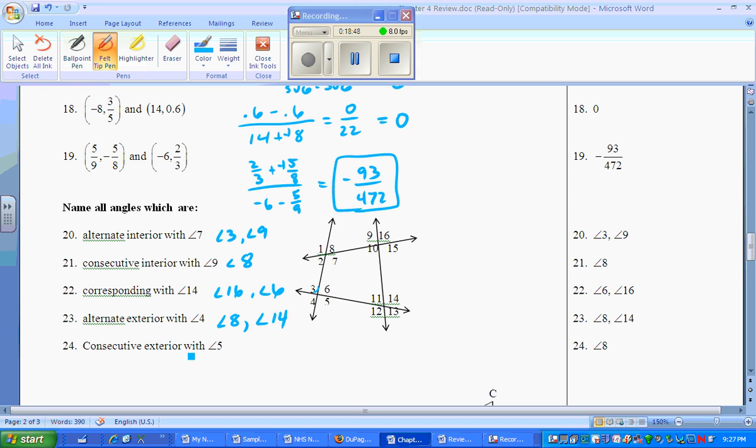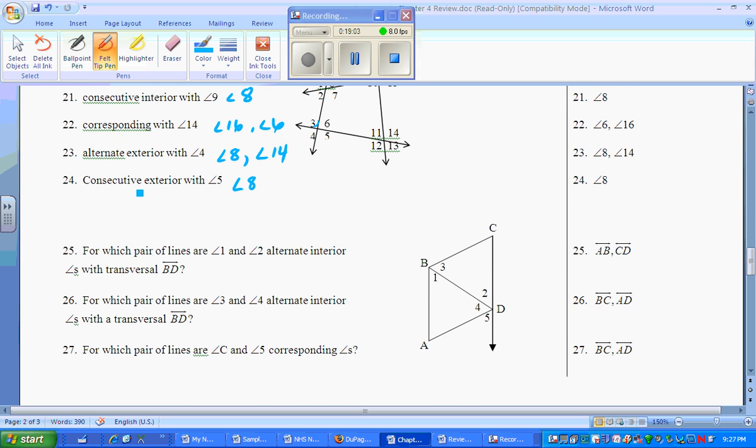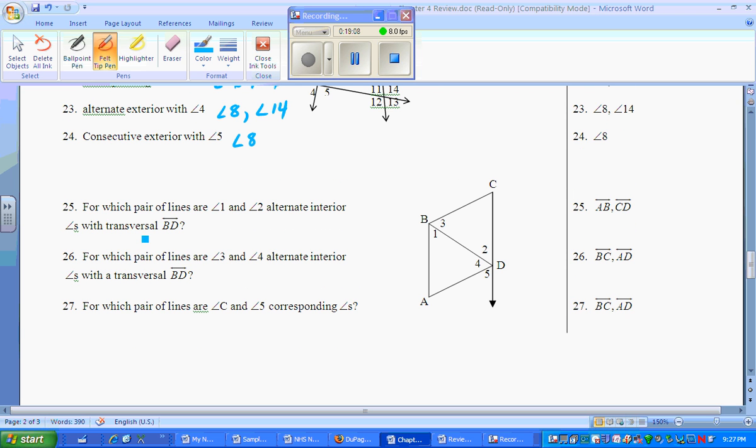And last but not least, consecutive exterior to angle 5. Exterior, so here's 5. Exterior, same side, would be angle 8. And if I look at it this way, it's interior, so there is nothing else. You need to know those names. Remember, consecutive means same side. Alternating means different sides. Ask yourself, are they inside or outside?